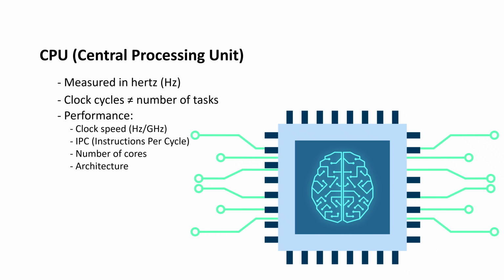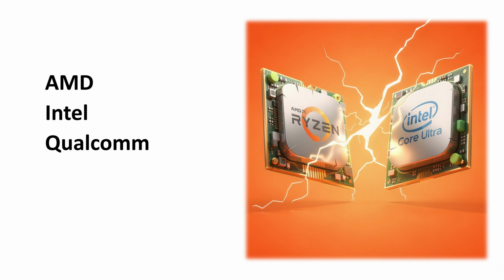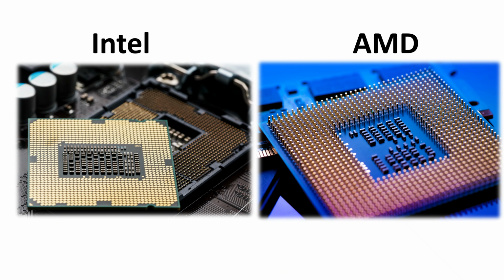There are several CPU manufacturers such as AMD, Intel, and Qualcomm, with AMD and Intel being the most common in desktop and laptop computers. When buying a motherboard, it's very important to check which CPU brand and socket it supports. Motherboards are not universal. Each CPU uses a specific socket type. For example, AMD and Intel CPUs have different physical designs, so they are not interchangeable. Here's the difference between the AMD and the Intel CPUs.